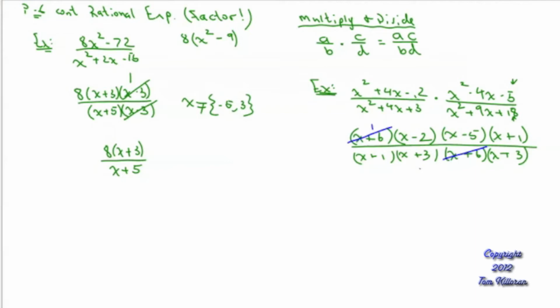X minus 2? No. X minus 5? No. X plus 1? Yes! They're gone. That becomes a 1. They inverse identity out, and whatever's left over has to be your answer. So in the top is going to be an x minus 2 and an x minus 5, times 1 over x plus 3 squared. I'd rather you write it x plus 3 squared. There's 2 factors of x plus 3.